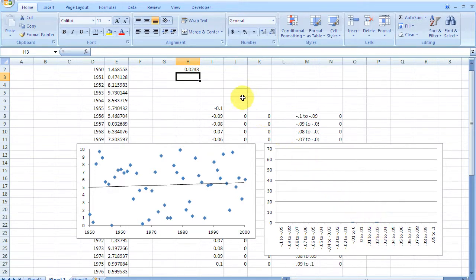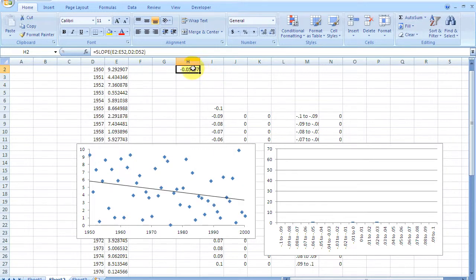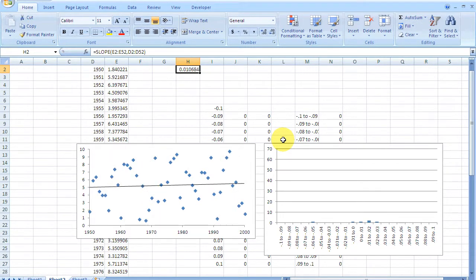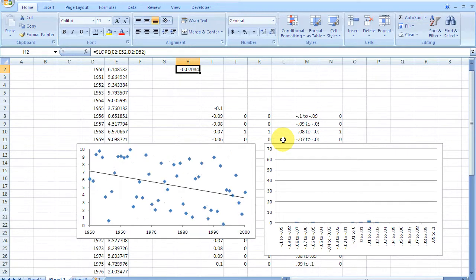Let's draw another set of random numbers, take a look at the trend associated with these guys, and add one to the bin that this slope belongs in. Let's do it again, and again, and again. After a while, you can see that a pattern starts to emerge.